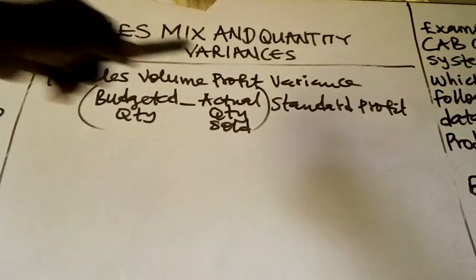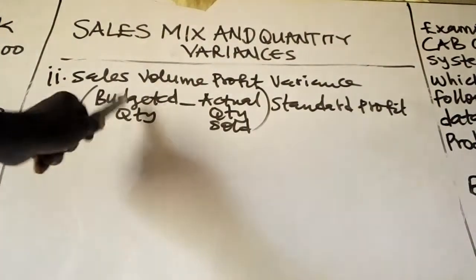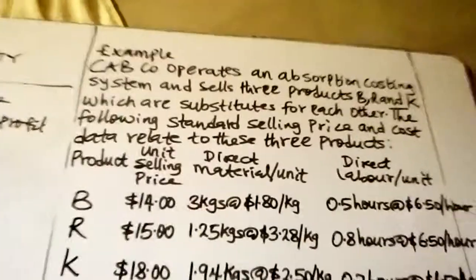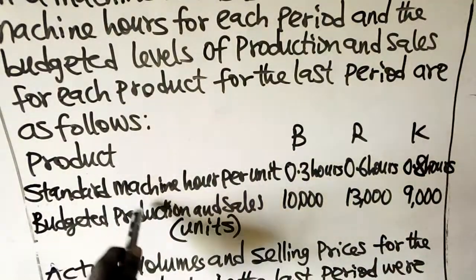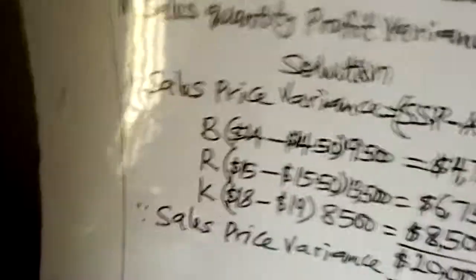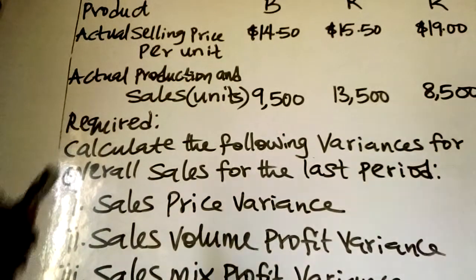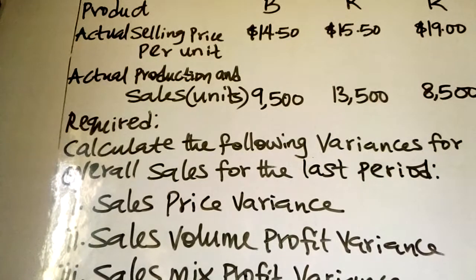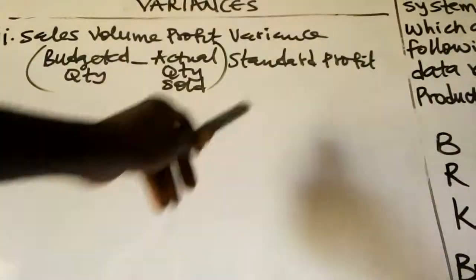Sales volume profit variance, the weight should be standard profit. But our standard budgeted quantity is given in the question. Budgeted quantity sold is given. You were given the budgeted production and sales. Then you are equally given the actual quantity sold, the actual production and sales in units: 9,500, 13,500 and 8,500 units. But you are not given the standard profit.